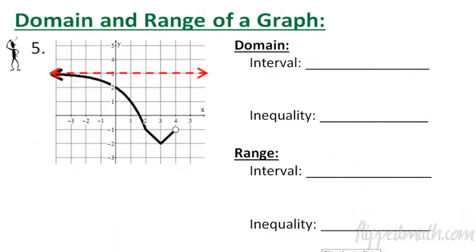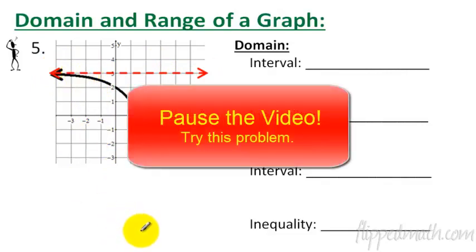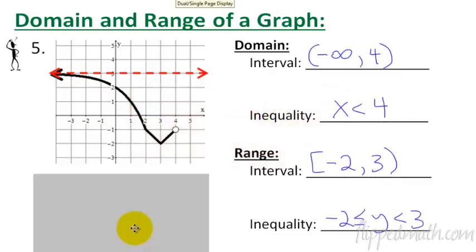Okay, number 5. So let's try number 5 on your own. You're going to pause this video, try this one, see if you can get the same answers as I do. And just so you know, this red dashed line is just an asymptote to help you understand that the line is just going to gradually get closer and closer to that line. Never actually is going to touch it, though, on this example. And there's your answer to number 5.